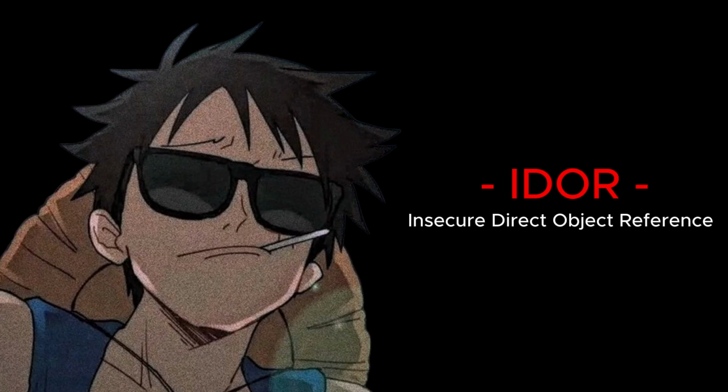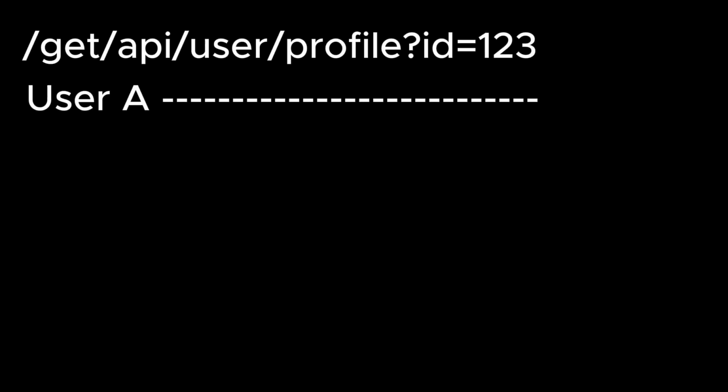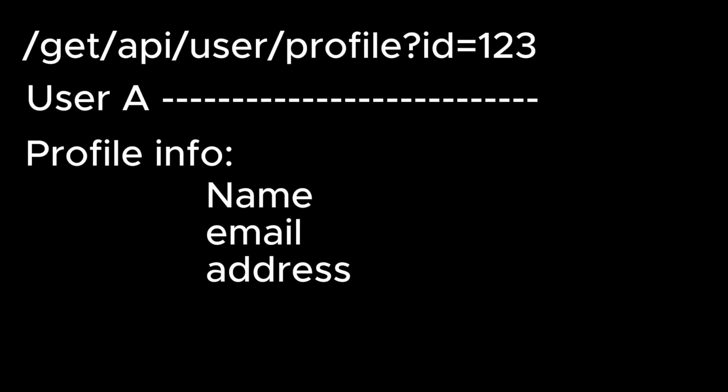Imagine an API endpoint: GET /api/user/profile?id=123. User A requests id=123 and gets back a profile. The app must ensure that id=123 is actually theirs. If it simply returns the record based on the ID, that's an IDOR.